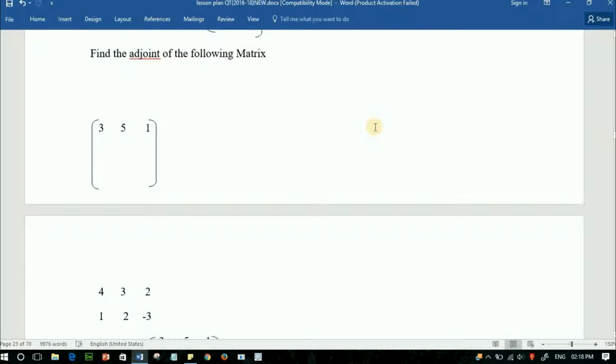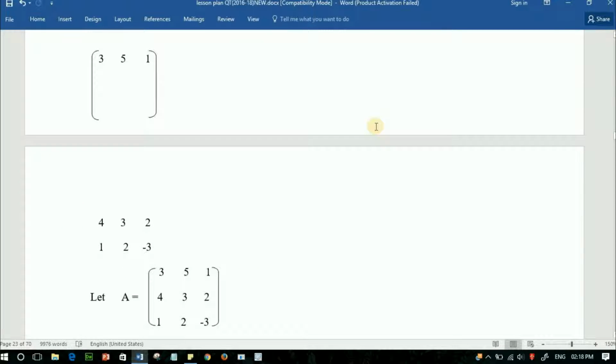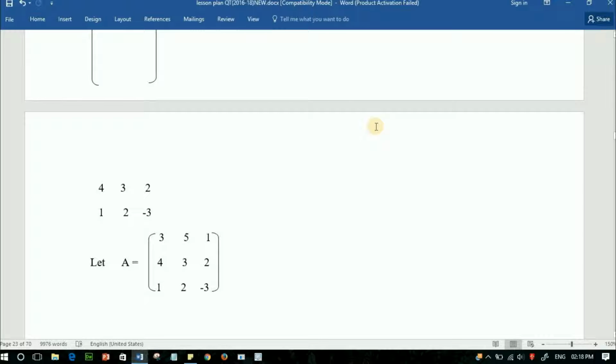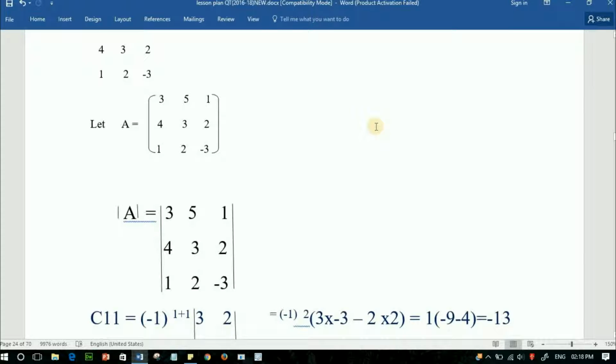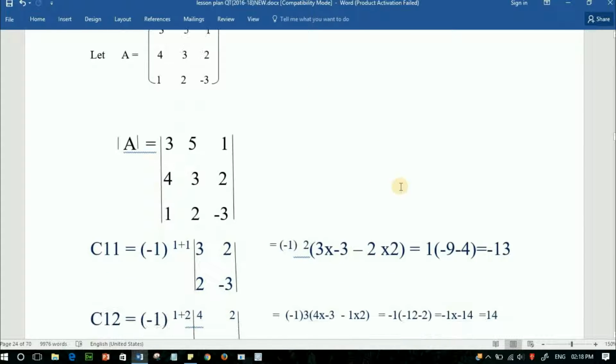Find the adjoint of the following matrix: 3, 5, 1; 4, 3, 2; 1, 2, minus 3. So, let A is equal to [3, 5, 1; 4, 3, 2; 1, 2, minus 3]. First of all, you have to find out the determinant of A.